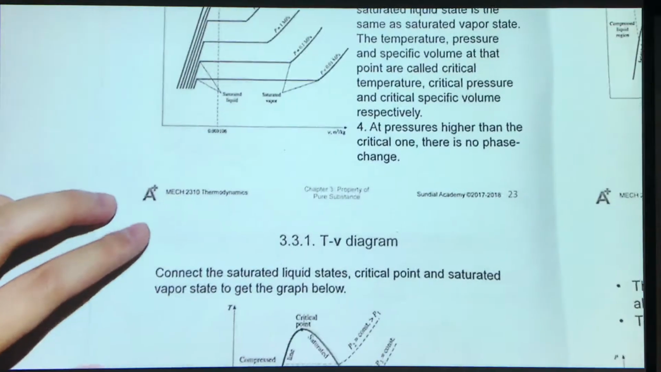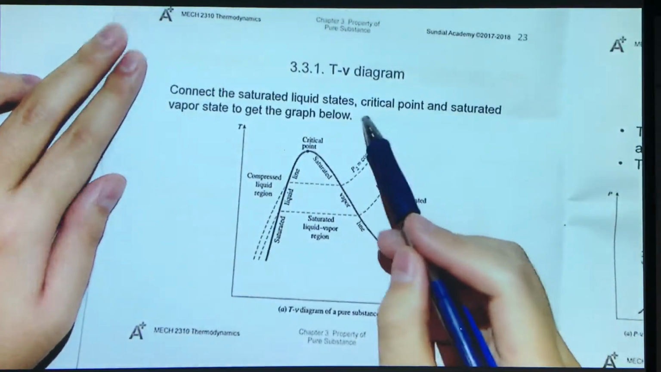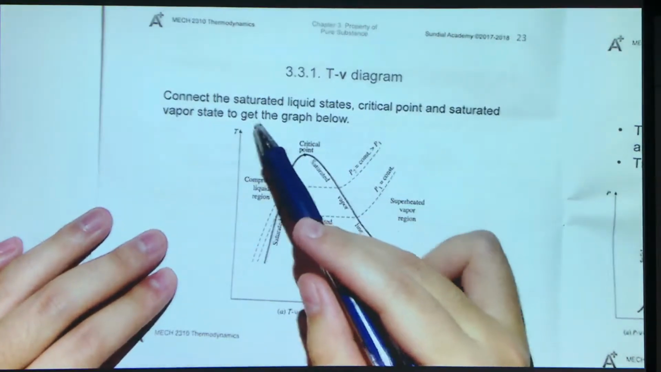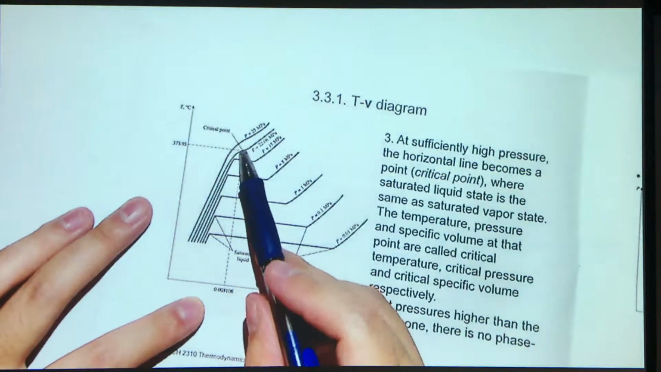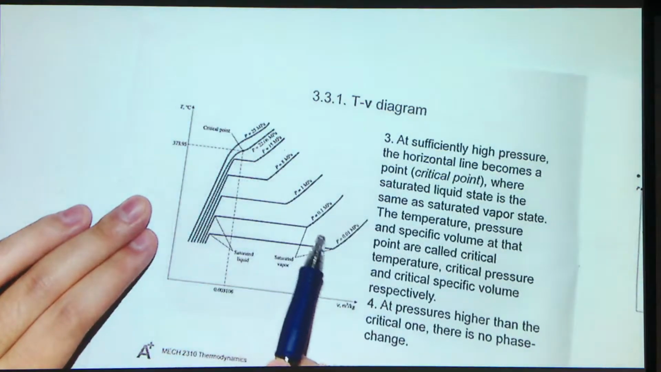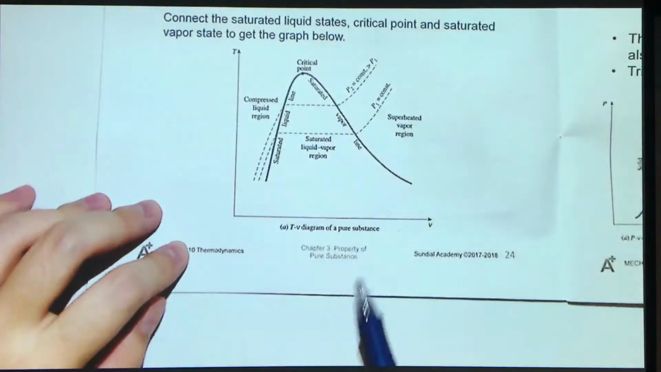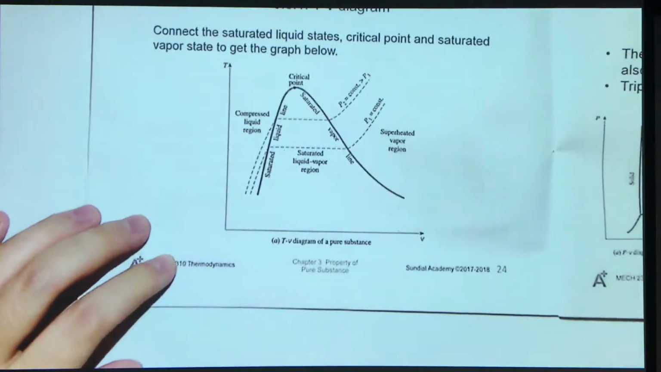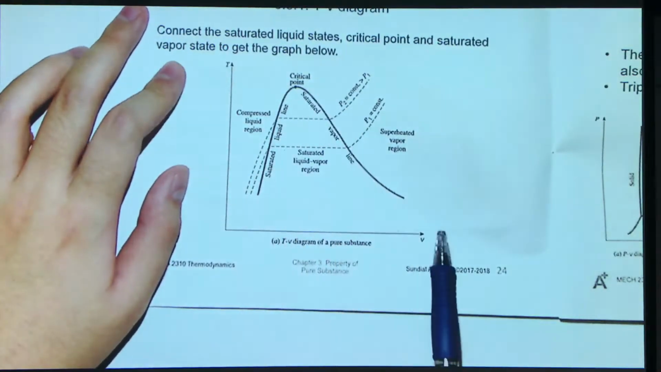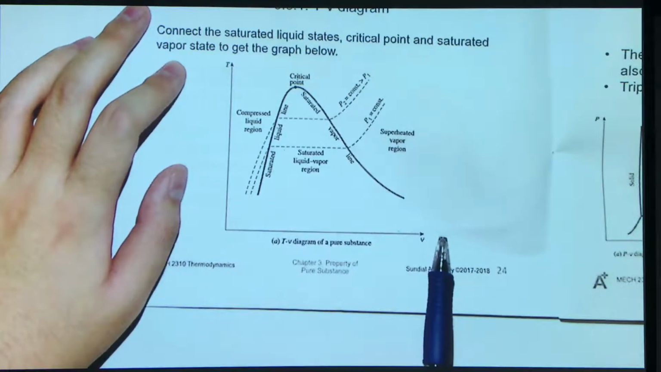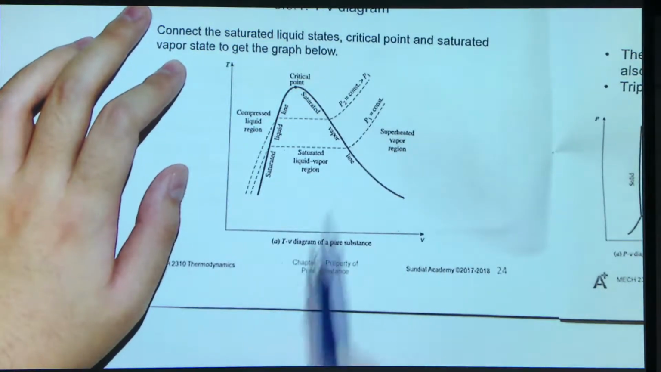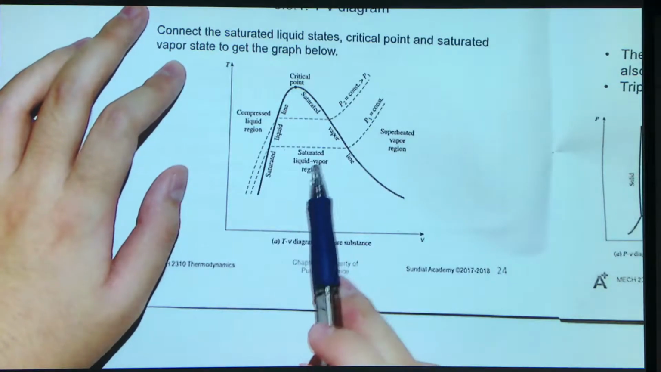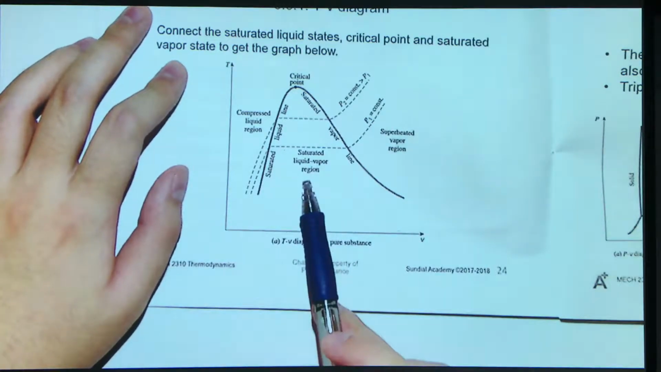And if we connect all of the saturated liquid states, the critical point as well as the saturated vapor states, that means we connect the whole thing, then we can get this line. Sometimes we call it the saturation dome, D-O-M-E, because the shape is a dome shape. Inside this saturation dome is the saturated liquid-vapor region.